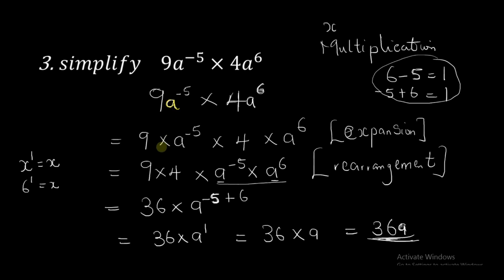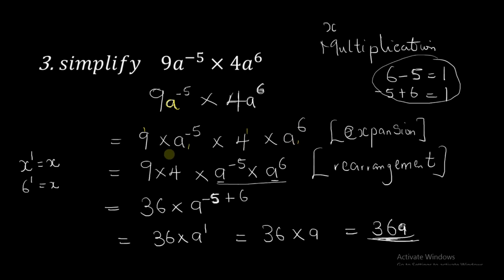So you are expanding because you want to separate the powers, separate the index numbers, and also separate the ordinary numbers. 9 is an ordinary number here, 4 is an ordinary number. a raised to the power of minus 5 is an index number. a raised to the power of 6 is an index number.